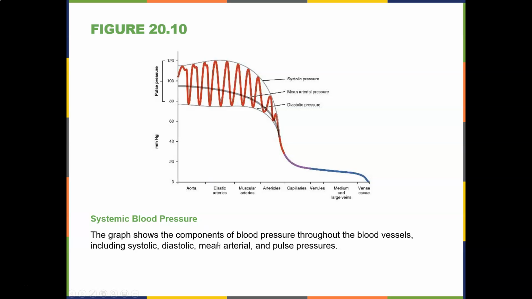Systemic blood pressure. The graph shows the components of blood pressure throughout the blood vessels. So again, the aorta has the highest blood pressure, then the elastic arteries, and if you can see, the veins have the lowest blood pressure.